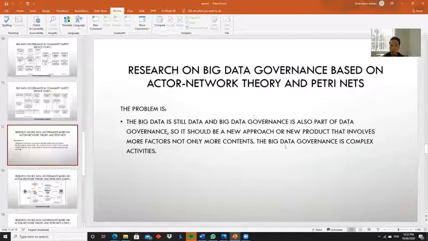We come to the fourth case study. Research on actor network and Petri nets. The problem is that there should be a new approach or new model that improves more factors, not only more contents, because big data governance is so big and complex.